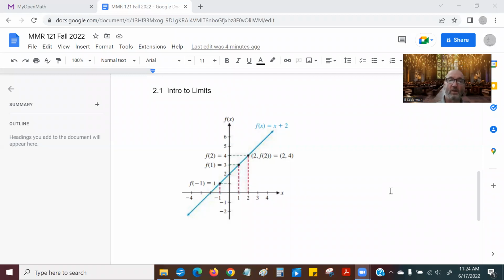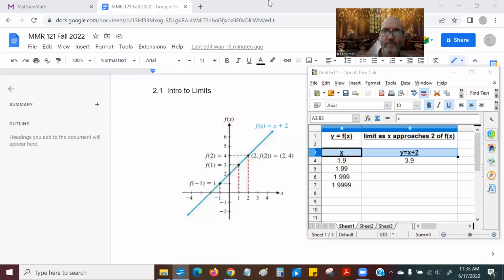So, intro to limits. Here we have a function, f of x is equal to x plus 2. And we want to find what's called the limit as x approaches 2 of f of x, where f of x is equal to x plus 2. So let's look at what happens when x approaches 2.